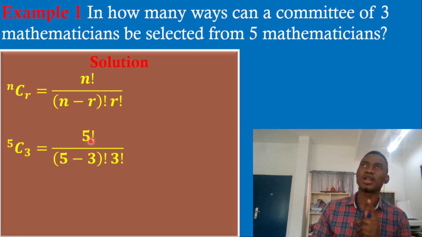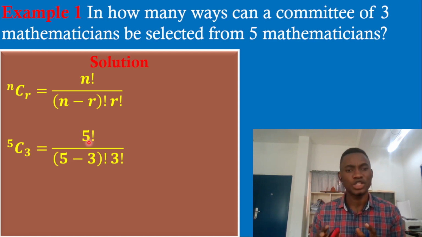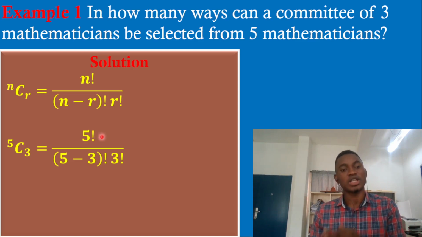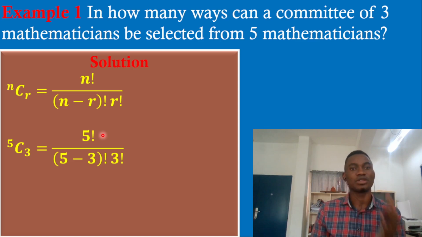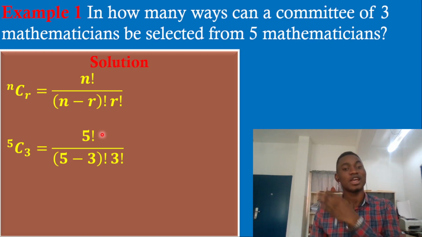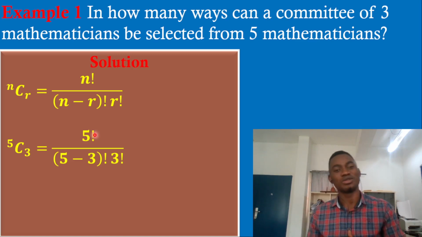Don't forget, in our lesson on permutation, we defined what a factorial is. 5 factorial means 5 times 4 times 3 times 2 times 1. 10 factorial, for instance, is 10 times 9 times 8 times 7 times 6 times 5 times 4 times 3 times 2 times 1, just like that. Multiply the numbers down until you get to 1.